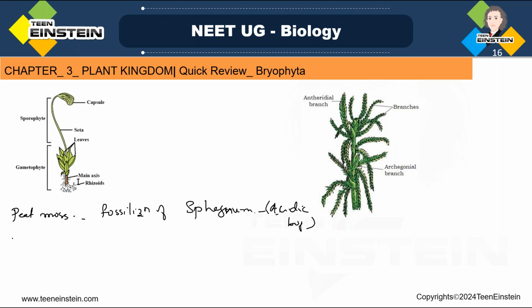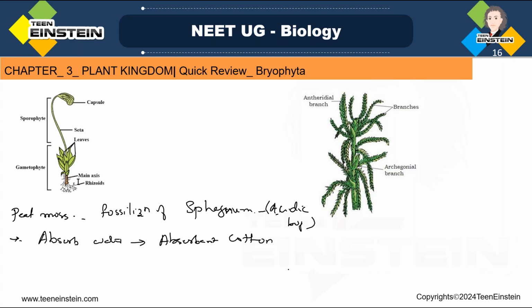So here we are saying the uses: Sphagnum can absorb water in a very high amount. Therefore it is used in the formation of absorbent cotton in Europe. So in Europe, in the form of absorbent cotton, Sphagnum is used.